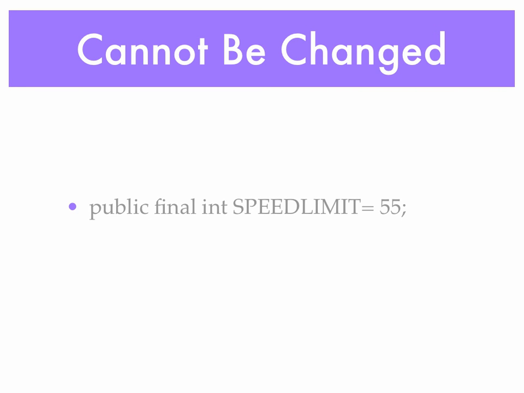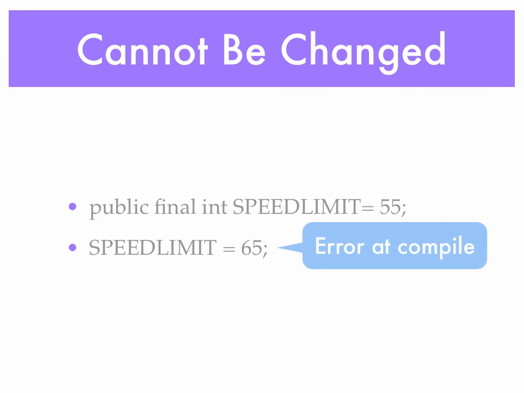If I were to declare a constant, public final int speed limit equals 55. Don't worry about the public for right now. Final int speed limit equals 55 establishes a constant named speed limit. I give it a value of 55. If I try to execute this line right here, speed limit equals 55, to give a new value to speed limit, I would be given an error at compile time. I would be told that that can't be done.